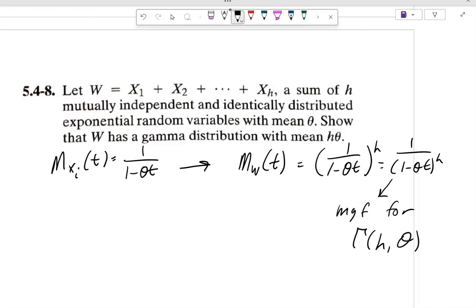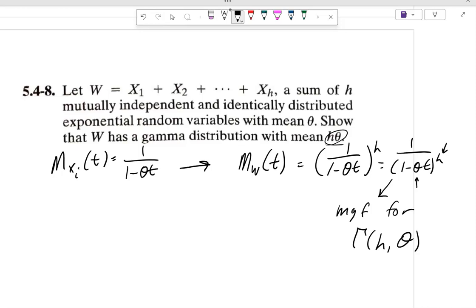Remember, whatever the alpha value is goes first, and the theta value goes second. So there's your theta, there's your alpha. And the mean of a gamma distribution is what? Yeah, alpha times theta. In this case, your alpha is h, so you really do get h times theta. They just changed the name of it on you.